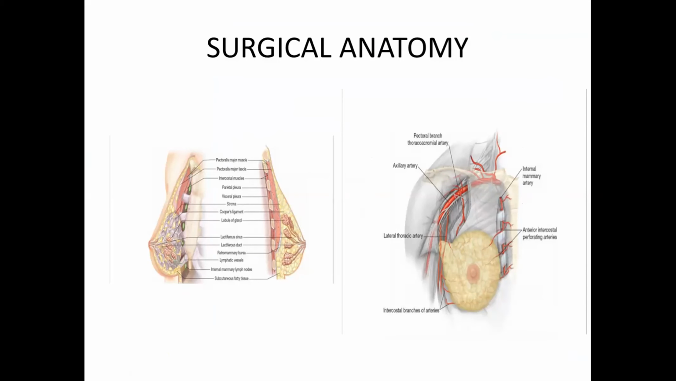Surgical anatomy. The breast is a modified sweat gland that occupies the anterior part of the chest wall. It extends from the second rib to the sixth rib, and from the lateral border of the sternum to the anterior border of the axilla. It is a complex tubuloalveolar gland that serves for lactation of the neonates, as well as an accessory reproductive organ in females.